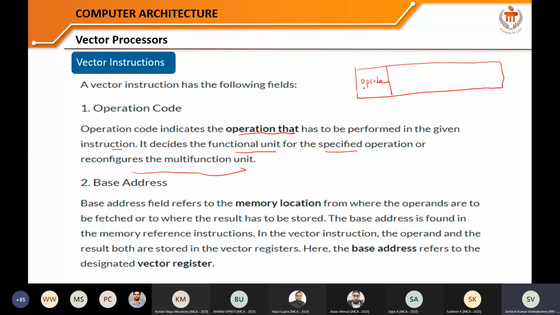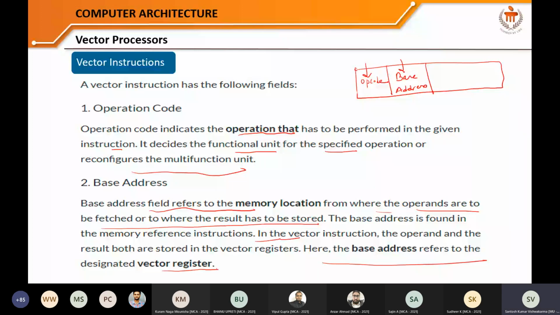As we have seen in a bunch of instruction formats, the first part is the operation code, and the very important one is the base address. The base address tells us from where we are going to get our operands. The base field refers to the memory location from where the operands are to be fetched or to where the result has to be stored. This is very important, and it refers to the designated vector registers. Until it is specified, it will be quite difficult to fetch or store that data. So that is the base address.